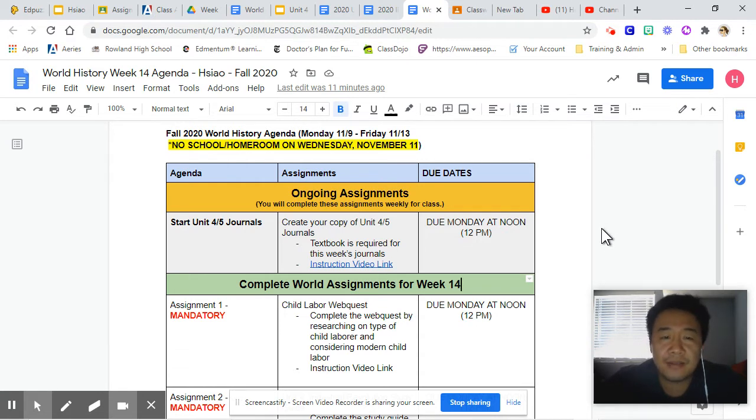This week there is no homeroom on Wednesday because it is Veterans Day. So you take a day off on Wednesday, and there won't be any classes, and obviously there already isn't. But just know that you should celebrate Veterans Day on that Wednesday coming up.